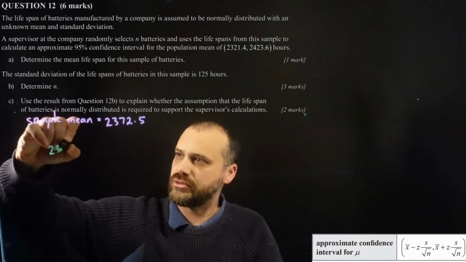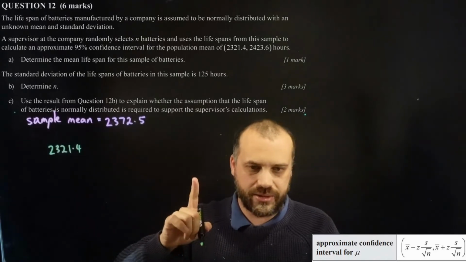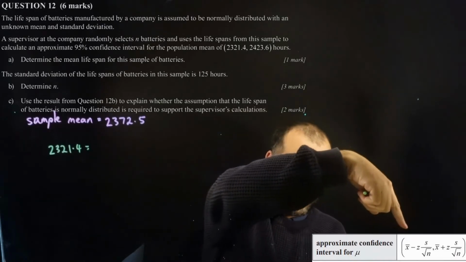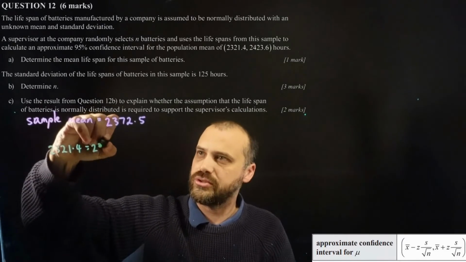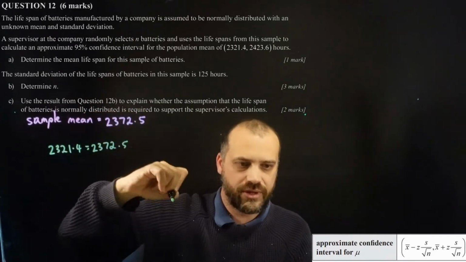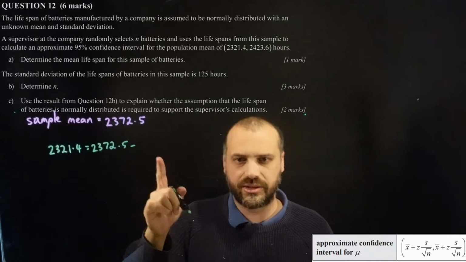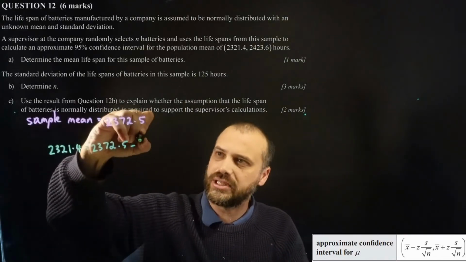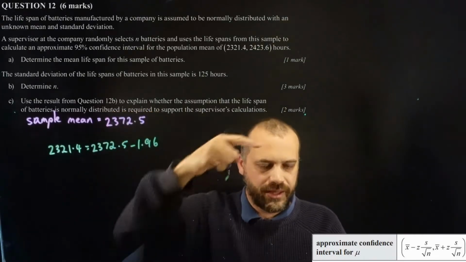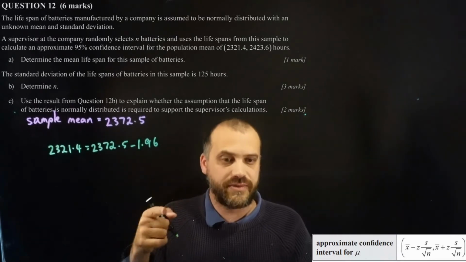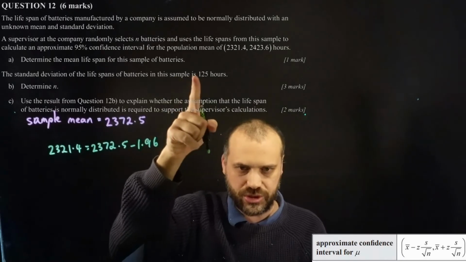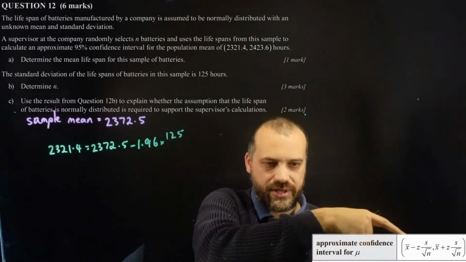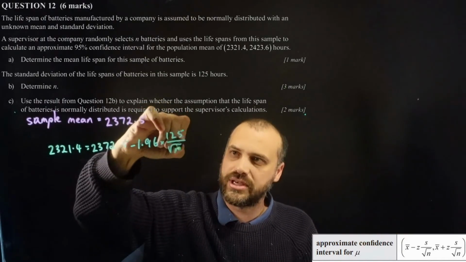2321.4, that's our lower bound. And the formula for finding the lower bound is, you can see here, sample mean, x bar. So that's 2372.5 minus the z-score. Now, 95% confidence interval, so we should know a z-score for a 95% confidence interval is 1.96. s is our sample standard deviation, which we were just told is 125. So multiplying this by 125. And then we have here root n, and that's the thing we don't know.